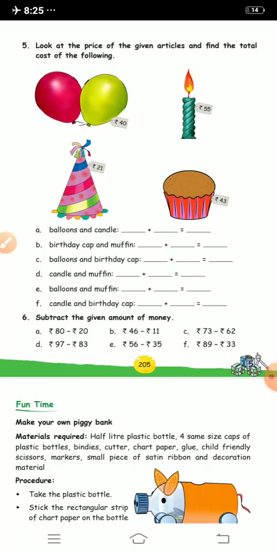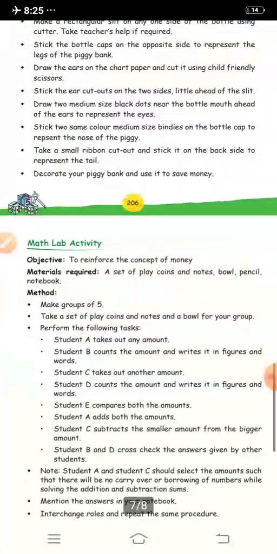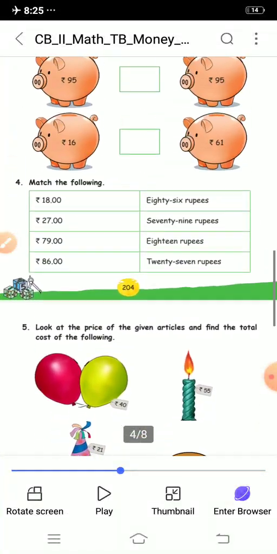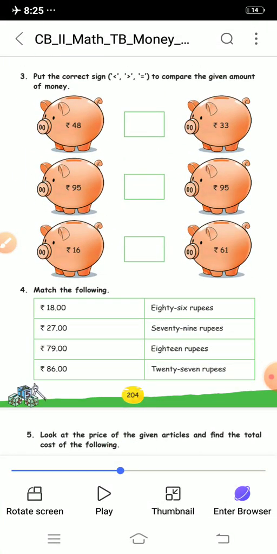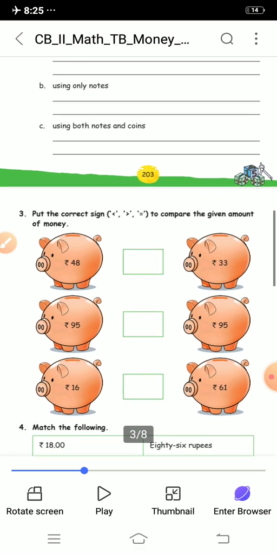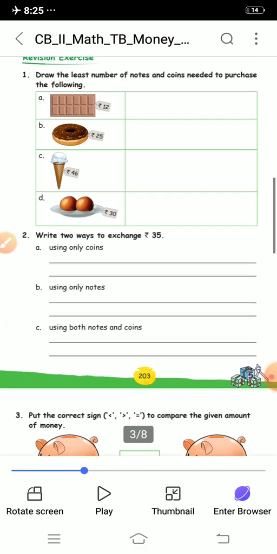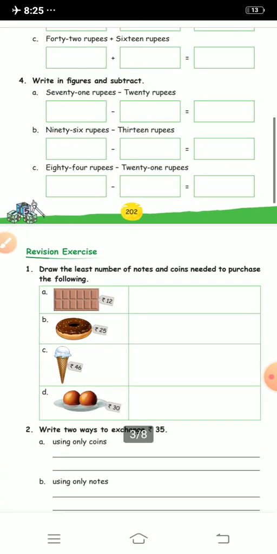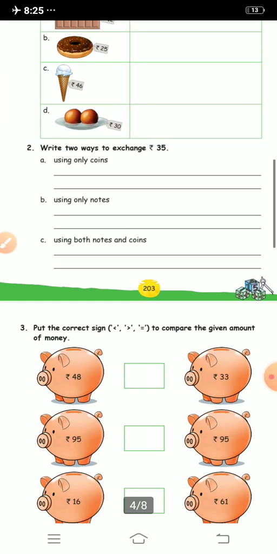So complete this work, and then if you have any doubt, then please let me know. Okay. So here we end our chapter Money, and then we will do the workbook exercise tomorrow. So children, please go through the chapter. If you find any doubt, any confusion, then you can let me know. Okay. So that's all for today's maths lecture.